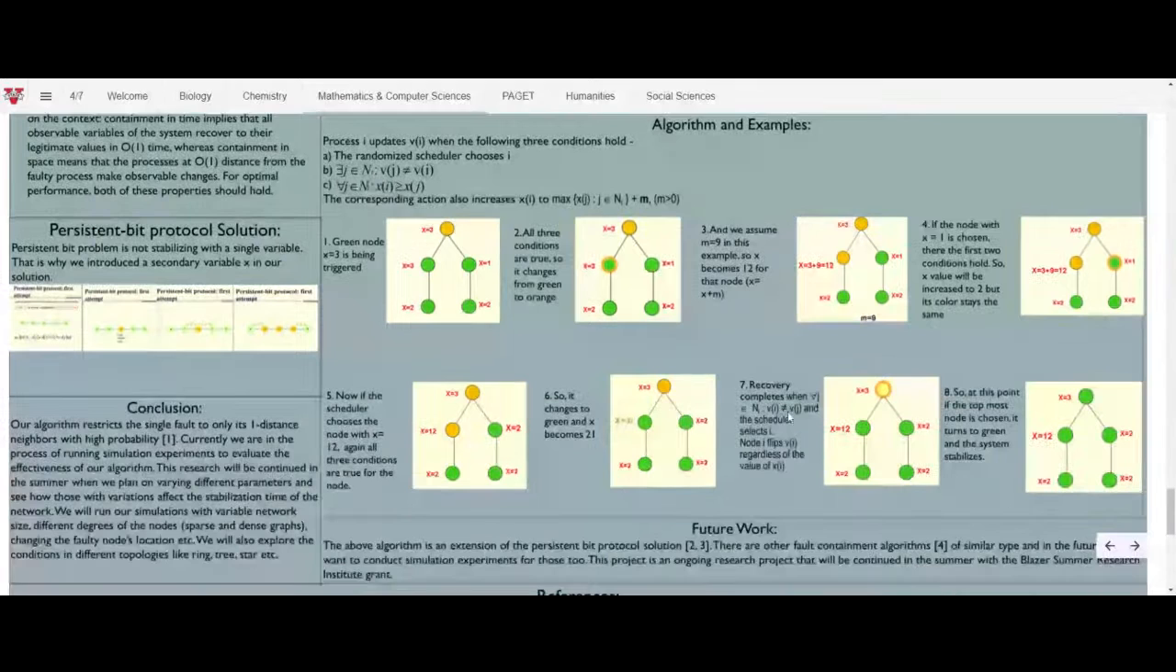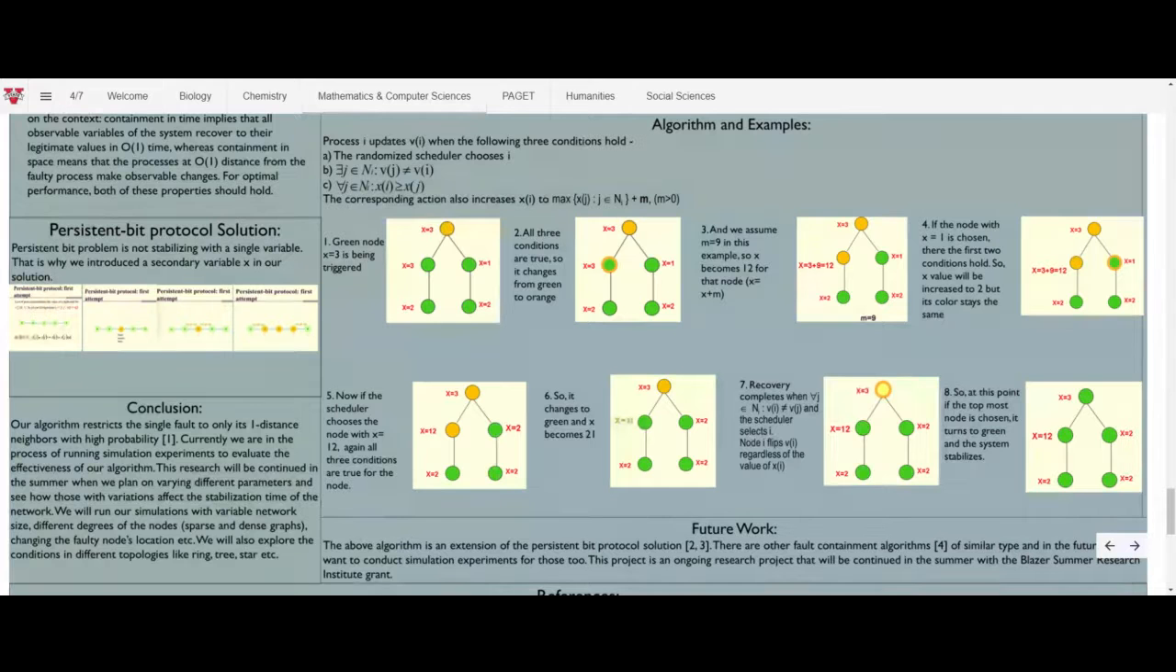So it generates a random graph, and then it runs a loop throughout. So it produces different numbers every time. So we're going to use that throughout the summer. We are planning on varying different parameters and seeing how those variations affect the stabilization times of the network.